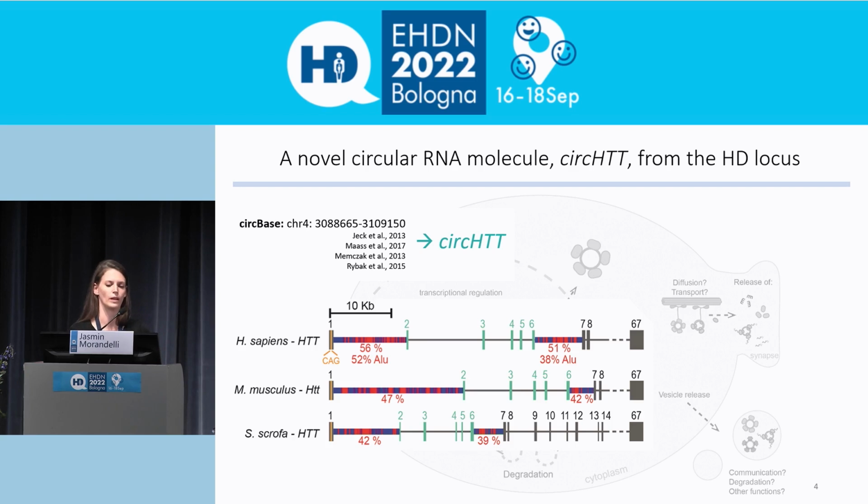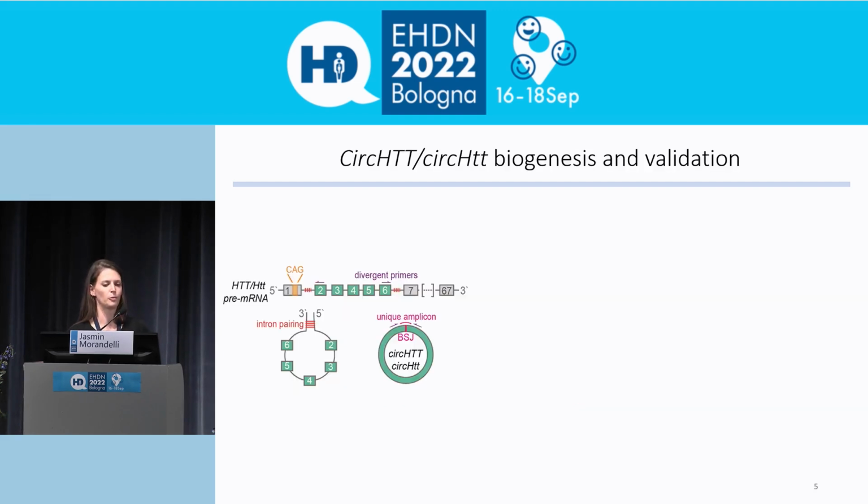CircHTT includes exons 2 to 6 of the HD gene locus, so it does not include the CAG repeat tract that we have heard so much about today. It is conserved; we later found out that it is conserved in mouse and pig, and it carries on the flanking introns these very repetitive sequences, a hallmark of circular RNAs. What we think is happening is that through these repetitive sequences, they undergo intron pairing, leading to the formation of this very stable circular RNA molecule.